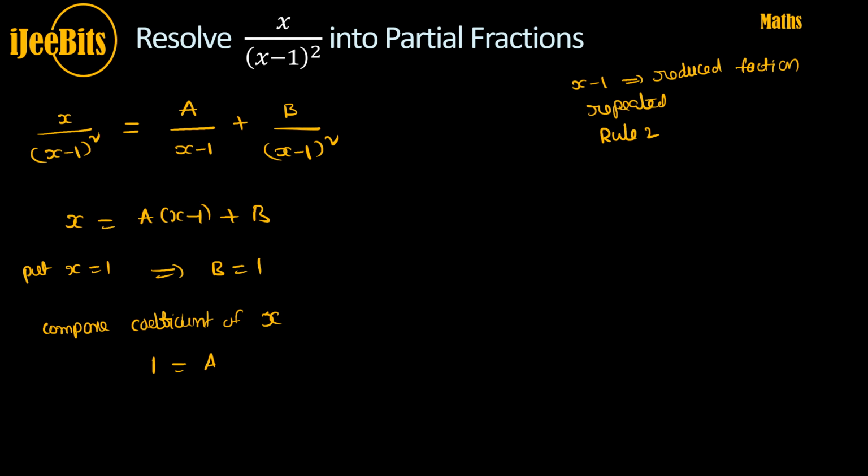Then the final answer would be 1 by x minus 1 plus b value is also 1 by x minus 1 whole square. Okay, this is the partial fraction for the given proper fraction. Clear?